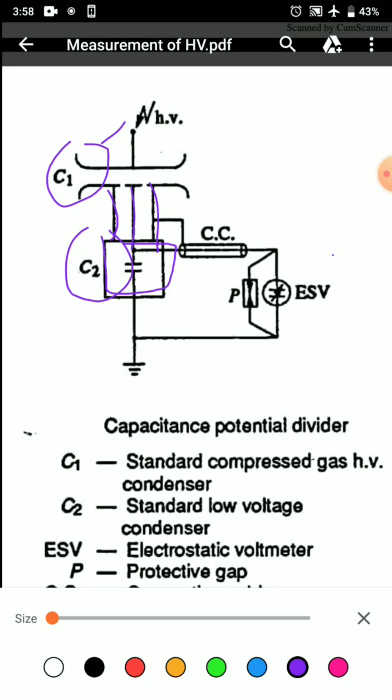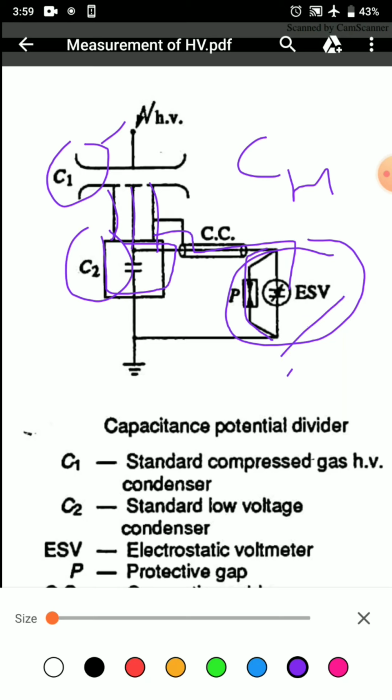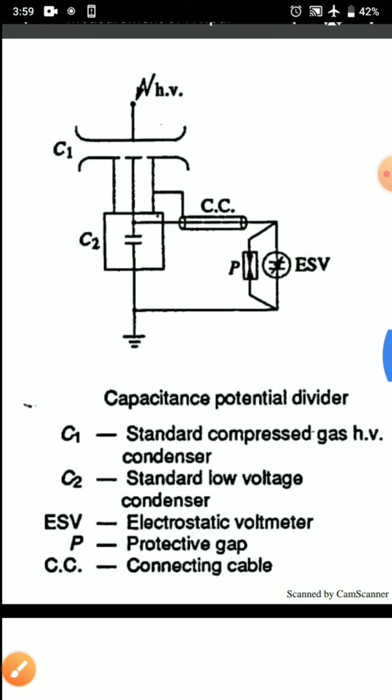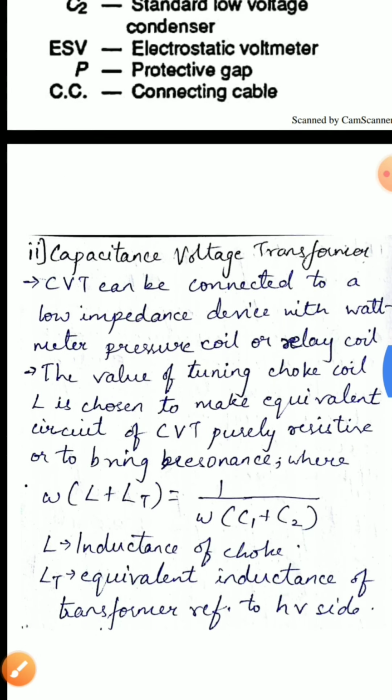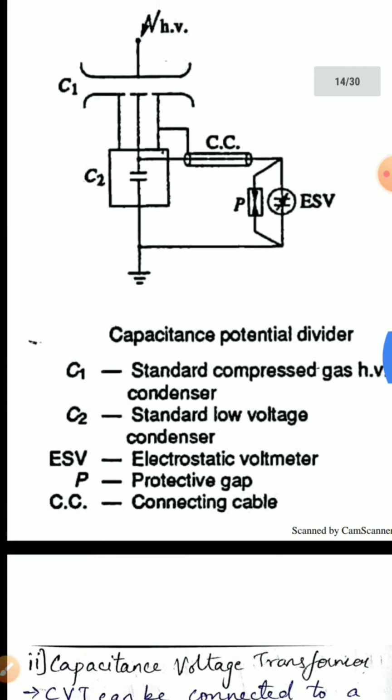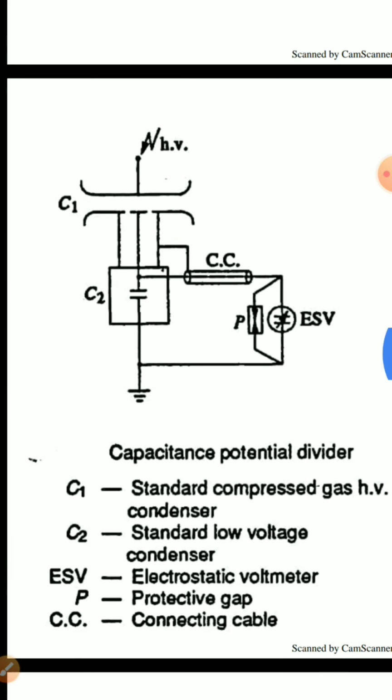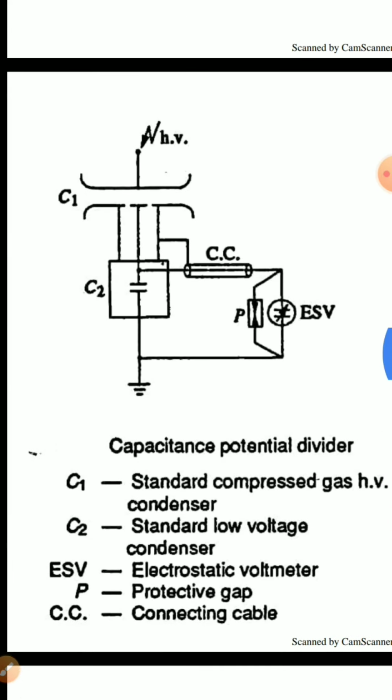EVS, electrostatic voltmeter or vacuum tube voltmeter, is connected through a long tube and its capacitance is to be taken into account for calibration purpose as Cm. A protective device or protective gap is placed across this voltmeter. The high voltage occurring in the circuit can be measured through the voltmeter.